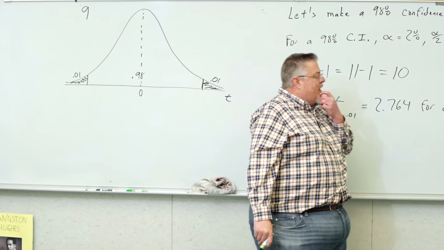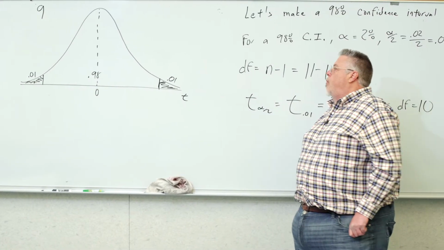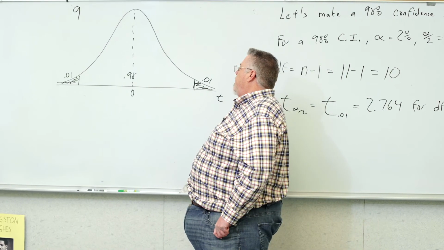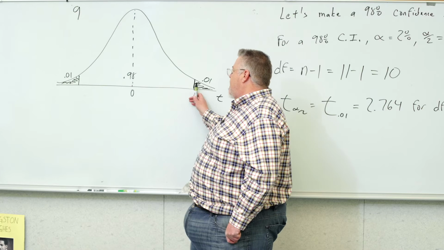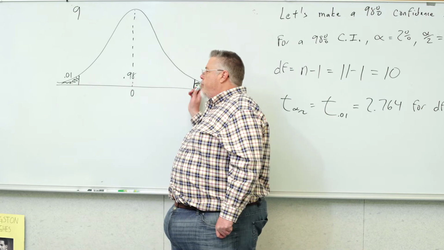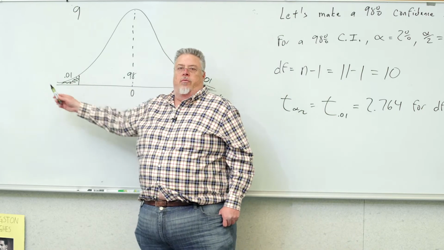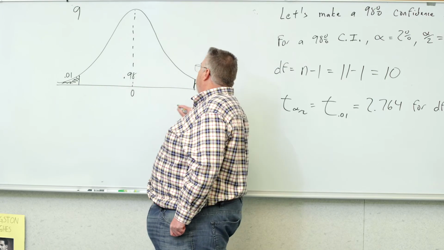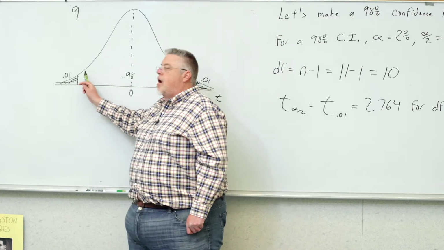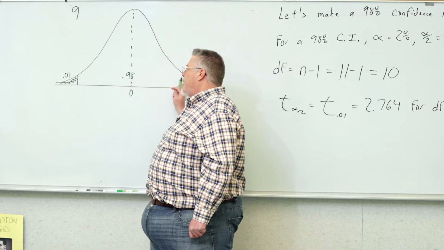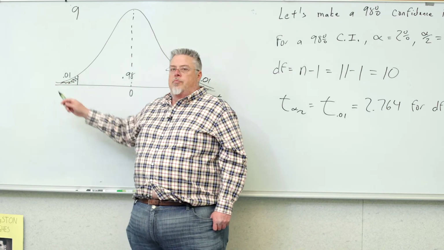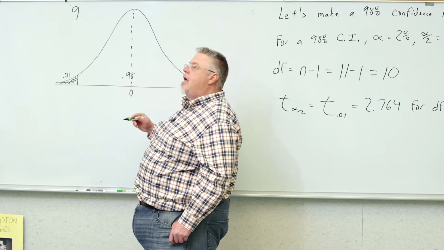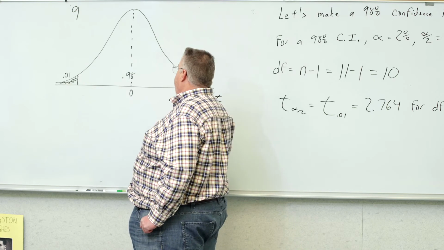So the way your table is made, the top of the column heading is not 0.98, but it's 0.99 is the one we want. If I'm making a 98% confidence interval, the area to the left of this mark is not 98%. It's this 98% plus this 1%. So I am looking up the column for 0.99.